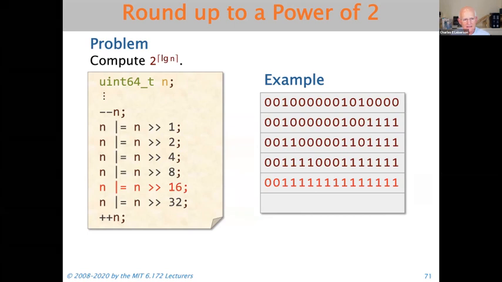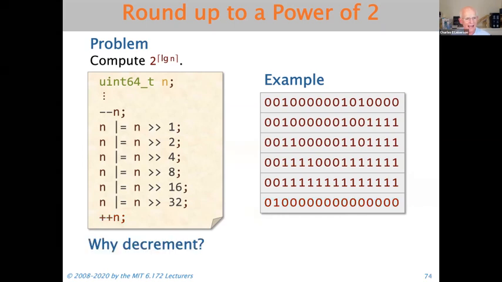Shifting by 16 has no effect because we're operating on a 16-bit number, not a 64-bit number. Similarly, 32 has no effect. Finally, we add 1, and we have our answer. Ta-da! Okay, why does this work? So why decrement to begin with? Well, you can sort of see what we're doing. We're basically flooding the bits to the right, but we have to take care of the case where n starts out as a power of 2, in which case it already has the 1 set in that second bit position from the left.